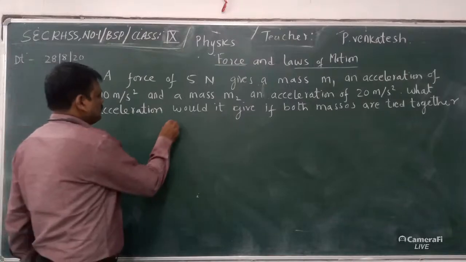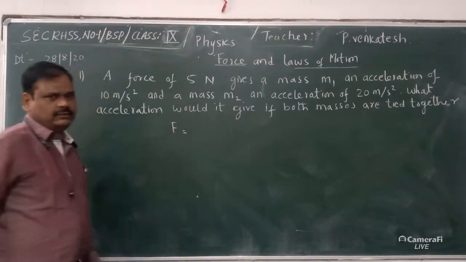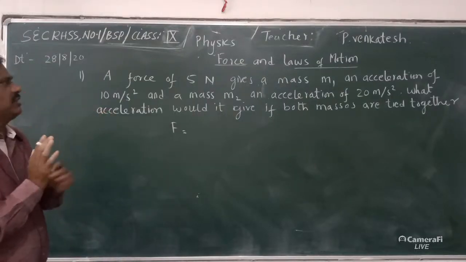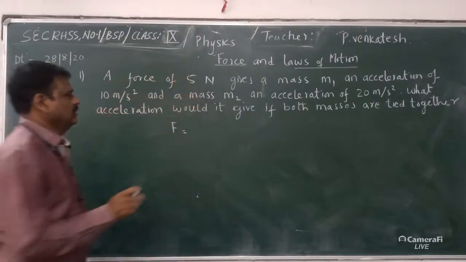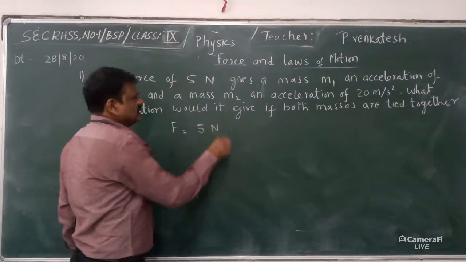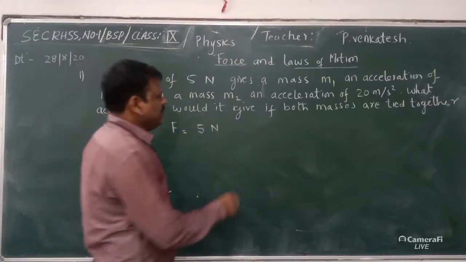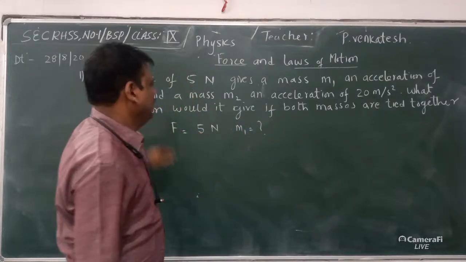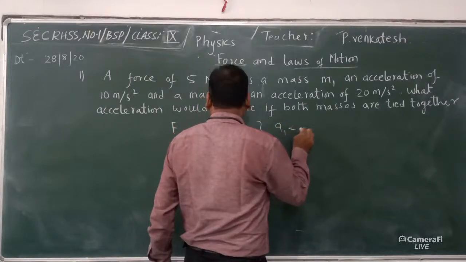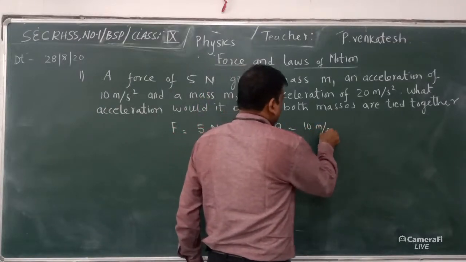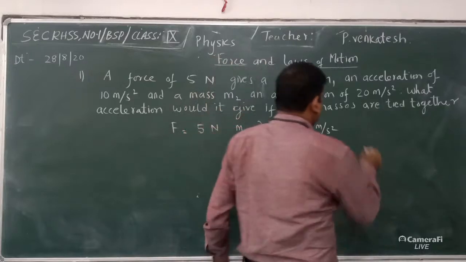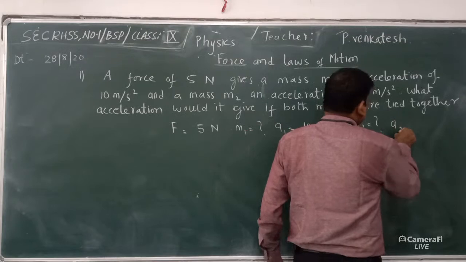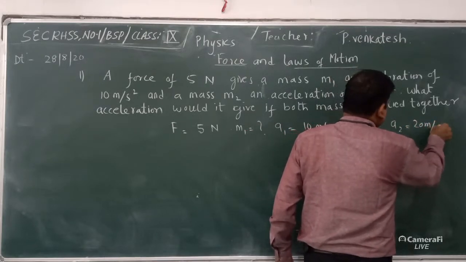Now, first write what is given. Whenever you get a numerical, first write what is given in the question. A force of 5 newtons, F equal to 5 newtons. Gave a mass m1, which you don't know, and acceleration, let it be a1 equal to 10 meter per second square. And a mass m2 equal to question mark, acceleration A2 equal to 20 meter per second square.